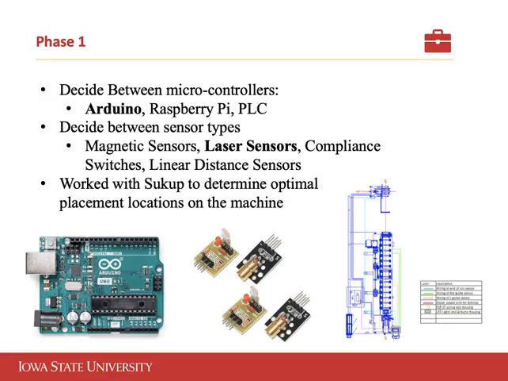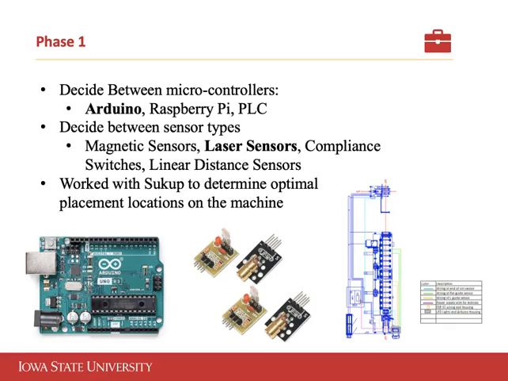So looking at the methods for phase 1, again, we had to decide between the microcontrollers. So on the table were Arduino, Raspberry Pi, and PLCs. Raspberry Pi presented the challenge that it ran off of an operating system instead of simple logic, and we only needed simple logic for this. So Raspberry Pi was going to end up being more complicated than it needed to be, and it would be harder to do the same task that an Arduino or PLC could do.